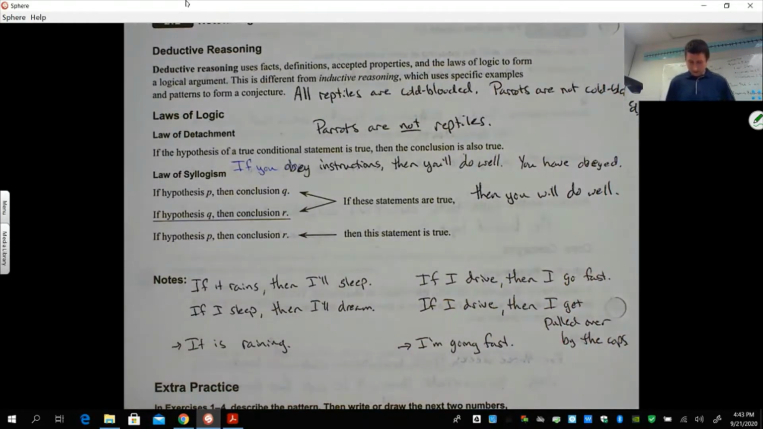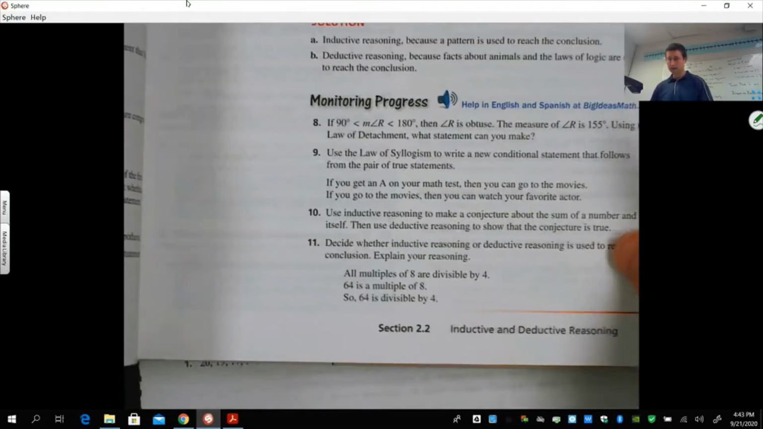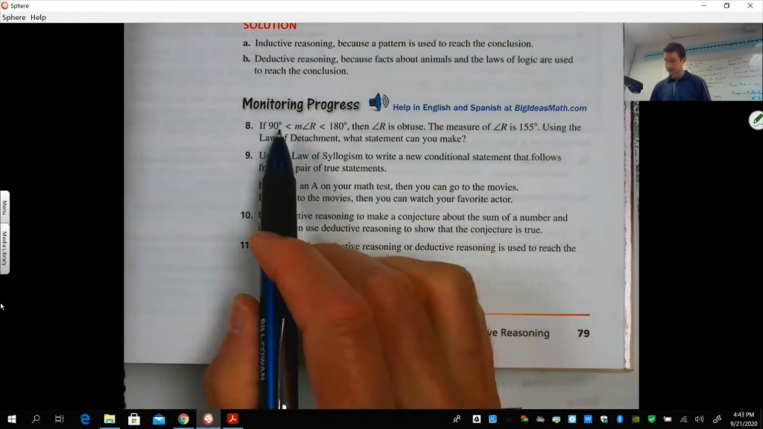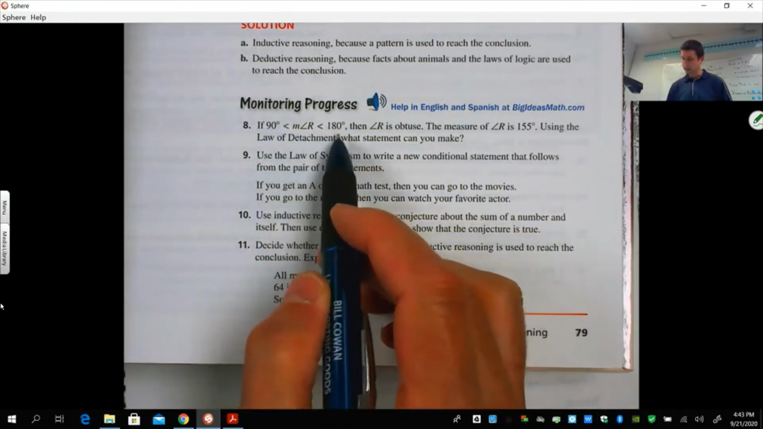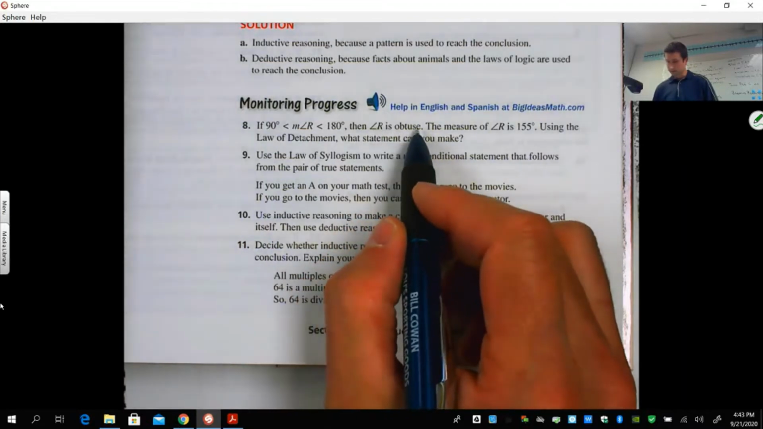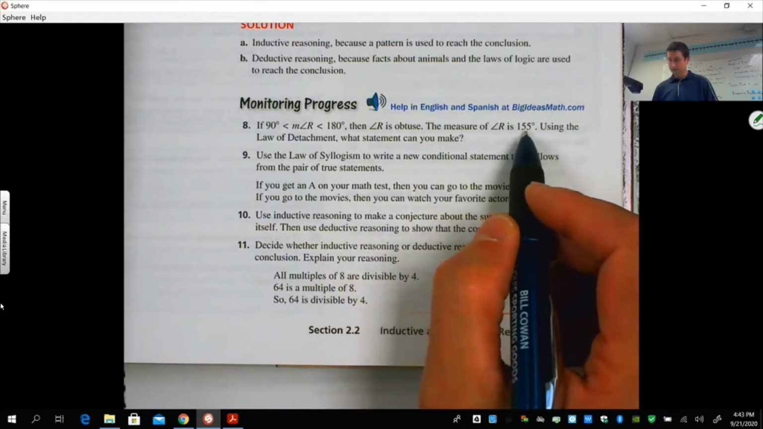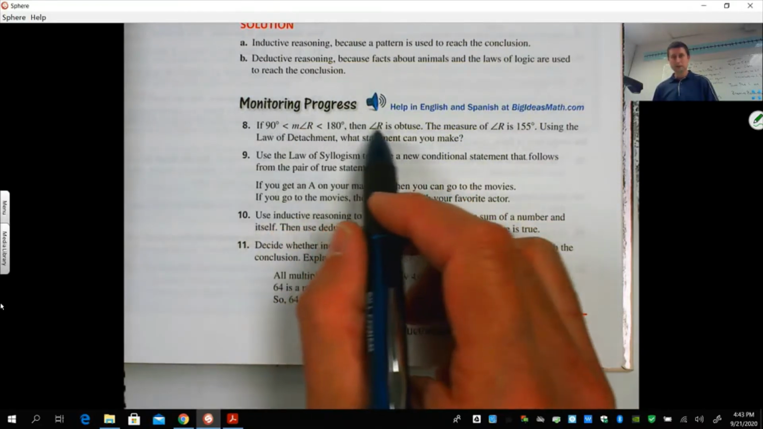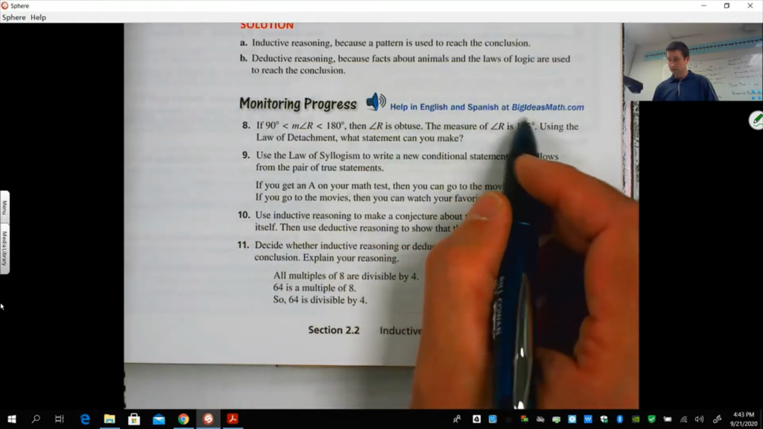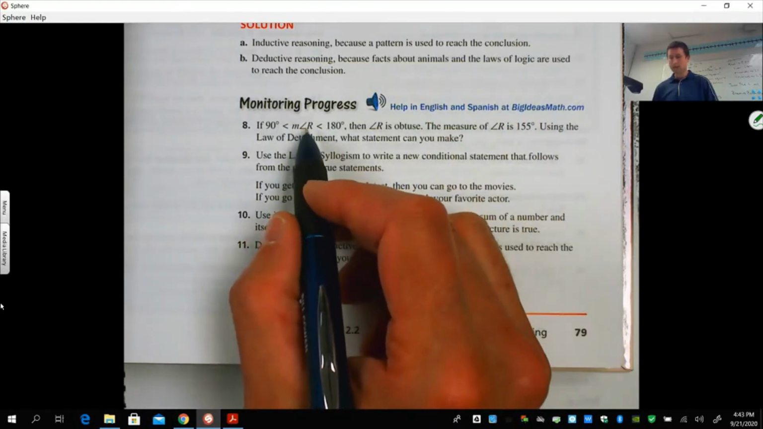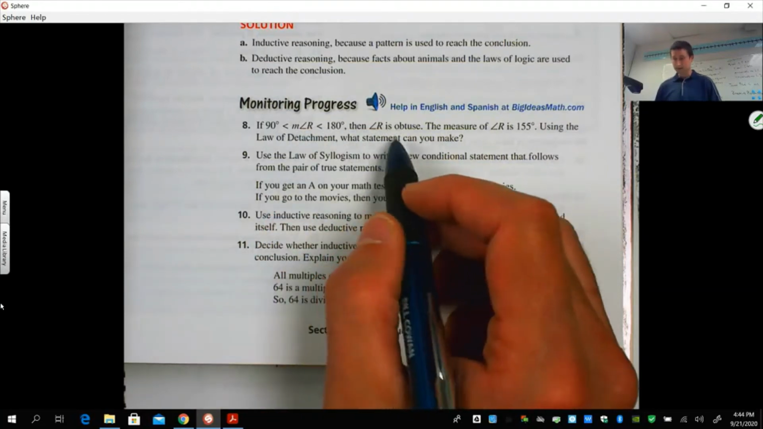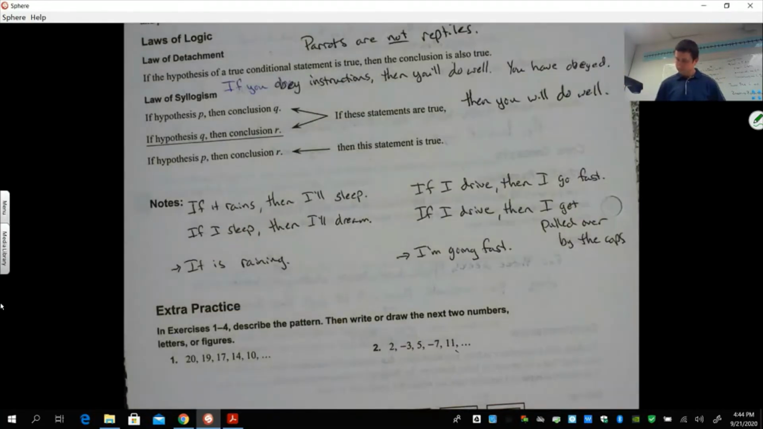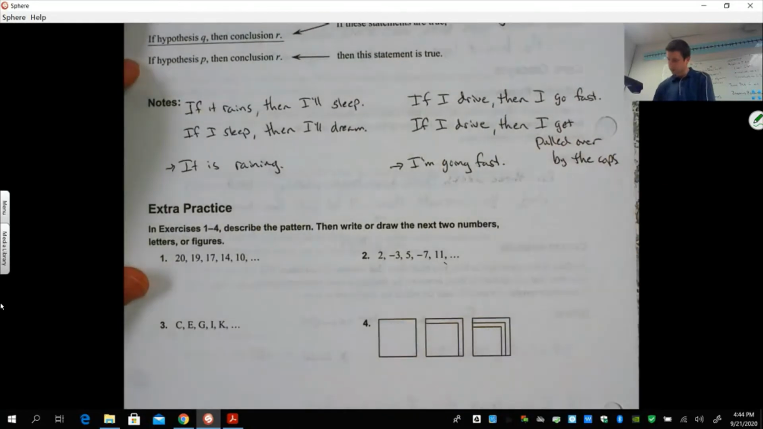Okay. Another example, just out of the textbook here, question 8. More of a geometry one. It says if 90 degrees is less than the measure of angle R, which is less than 180, then angle R is obtuse. The measure of angle R is 155. Using the law of detachment, what statement can you make? So we know this statement to be true, and this is true with this right here. It fits in there. So we can conclude that the measure of angle R is obtuse. That one's pretty easy to understand.